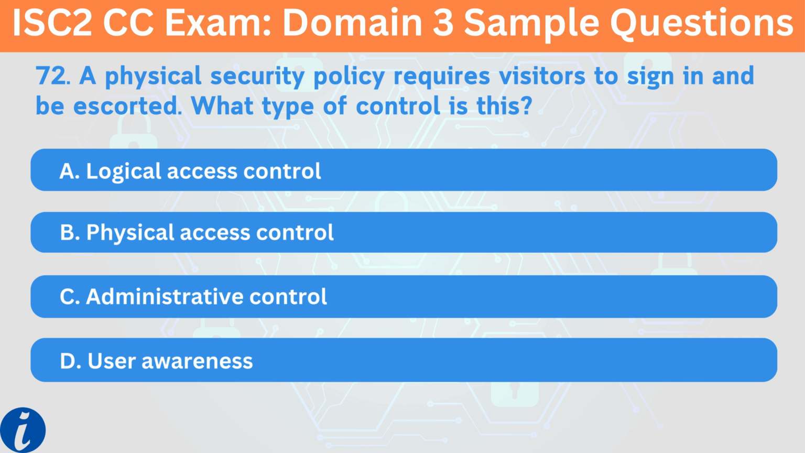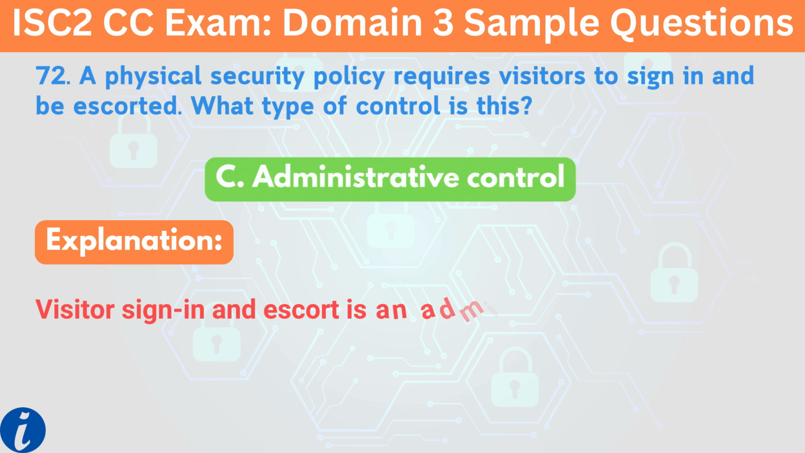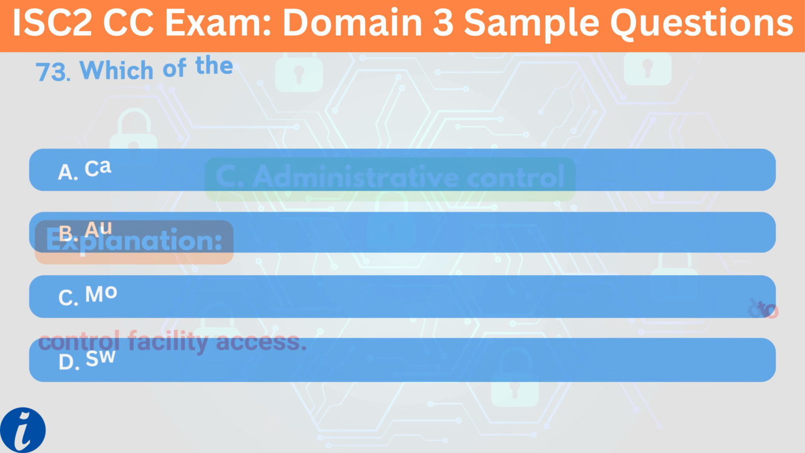72. A physical security policy requires visitors to sign in and be escorted. What type of control is this? A. Logical access control. B. Physical access control. C. Administrative control. D. User awareness. The correct answer is C. Administrative control. Explanation: Visitor sign-in and escort is an administrative control used to control facility access.